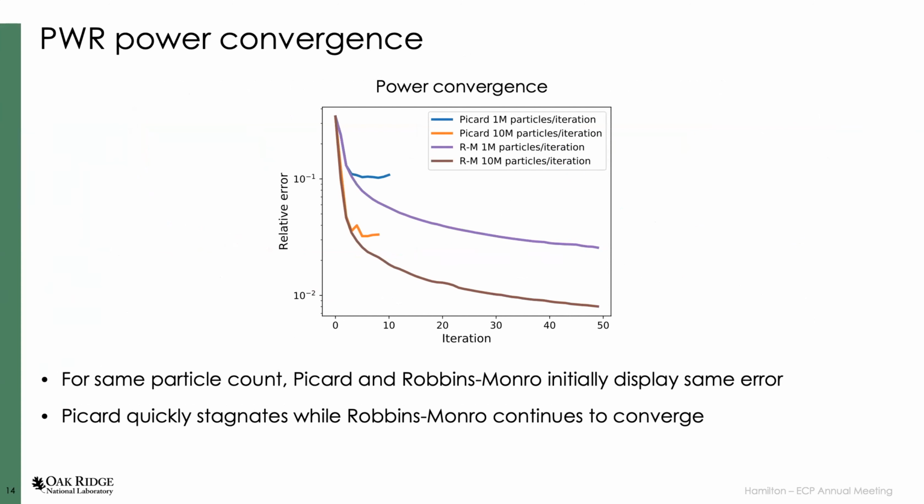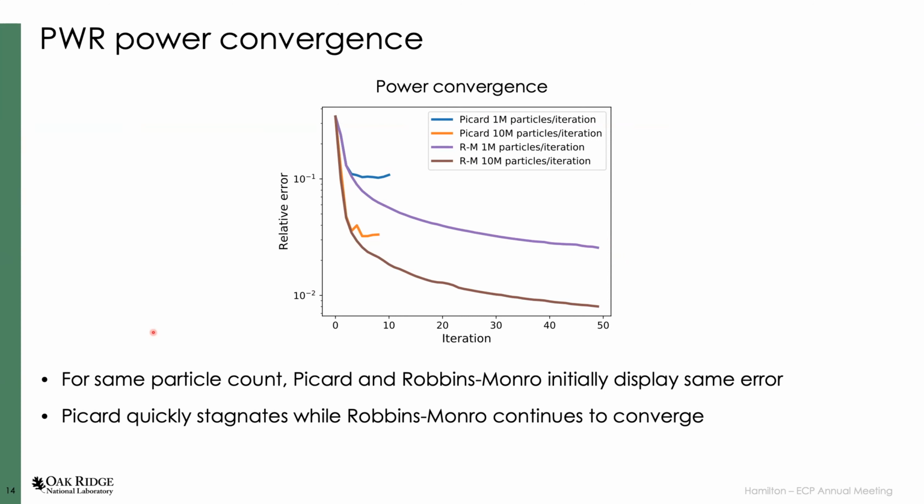And if we put these on top of each other, Picard and Robbins-Monro, for the same particle count, we see that for the first couple of iterations, they'll follow the exact same trend. And then you see this stagnation in Picard, whereas Robbins-Monro continues to follow this nice smooth convergence curve.